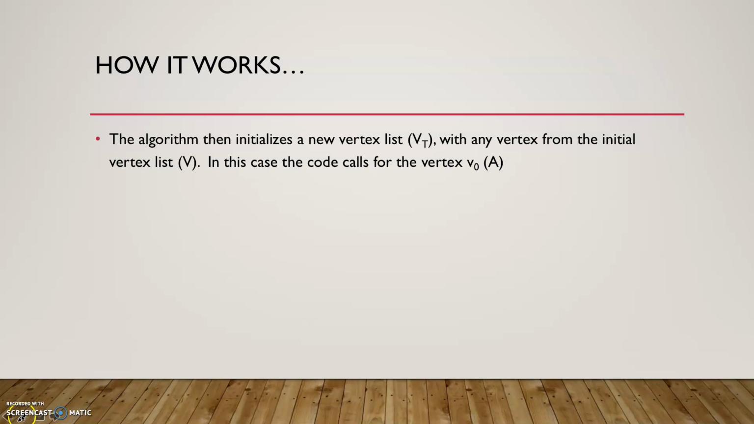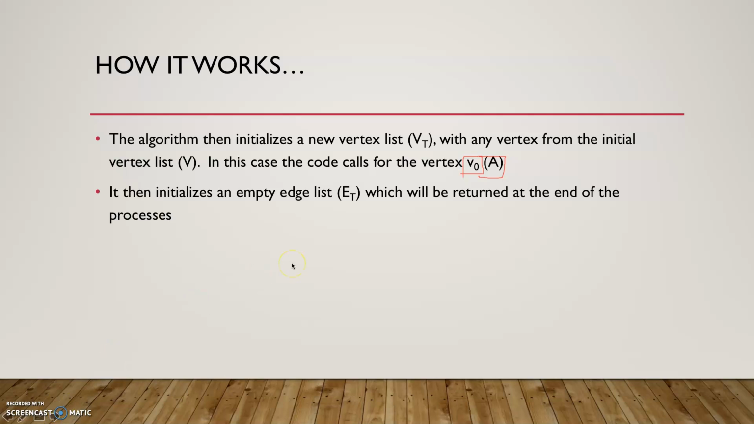Okay, so the algorithm initializes a new vertex list, and this vertex list is called VT, and it starts with any vertex from the initial vertex list. In this case, in the pseudocode case, the code actually calls for vertex V0, which, if you remember from the previous slide, is vertex A.